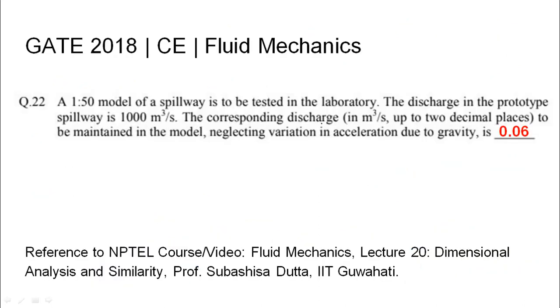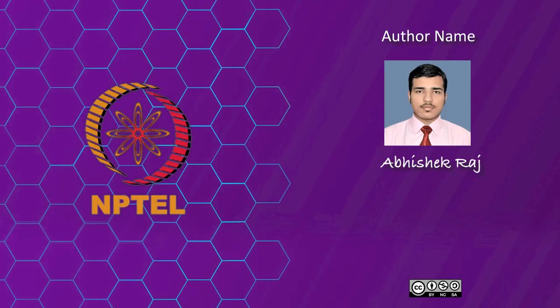So the corresponding discharge which needs to be maintained in the model for a prototype discharge of 1000 m³ per second and length ratio of 1:50 was found out as 0.06. The relevant NPTEL reference has been cited.